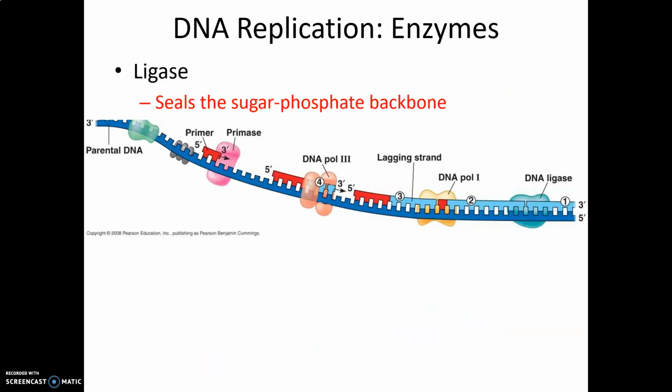Ligase's job is to seal the sugar backbone. So remember, the lagging strand is synthesized with these chunks of DNA called Okazaki fragments. Well, that's going to leave openings in the middle of it, and it's going to leave gaps. So ligase comes along and seals that up. So what kind of bond makes the sugar phosphate backbone? You should remember this. So phosphodiester, okay?